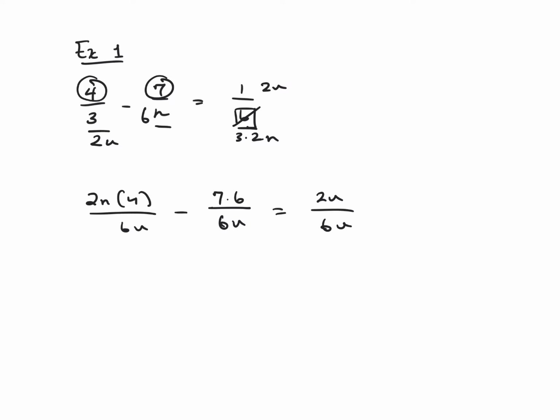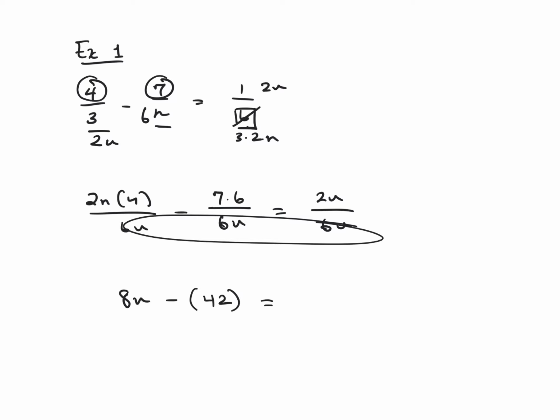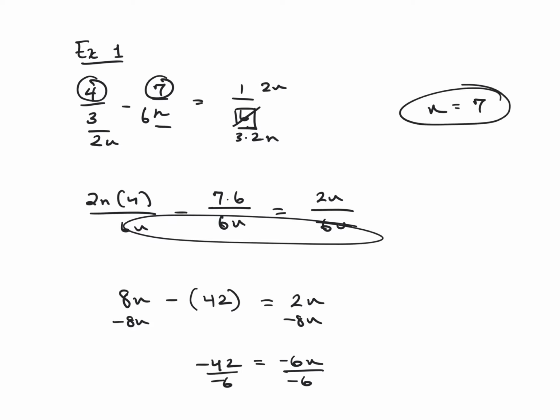Finishing this off, once all the denominators are the same, I'm now allowed to follow my rule. So 2n times 4, which is 8n, minus 6 times 7, which is 42, must be equivalent to 2n. The last thing I can do is solve. I subtract 8n from both sides and get negative 42 equals negative 6n. Then I can solve this like normal: divide by negative 6 on both sides, and the final answer is n equals 7.